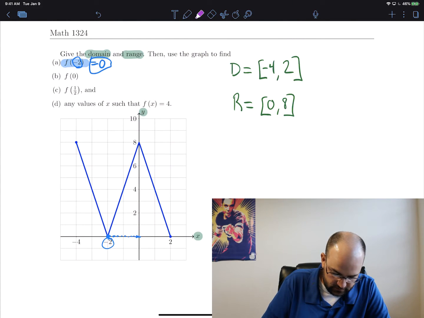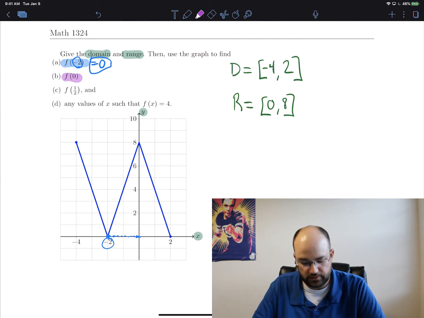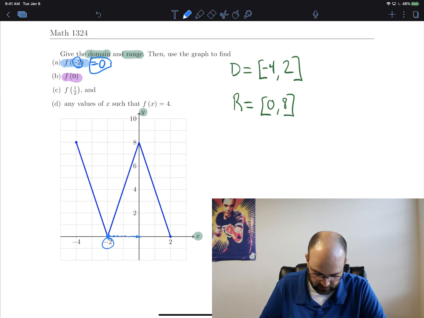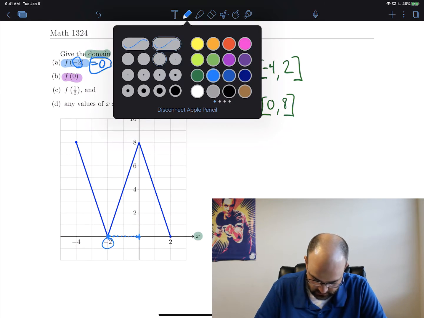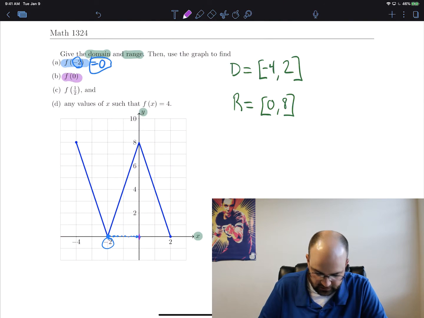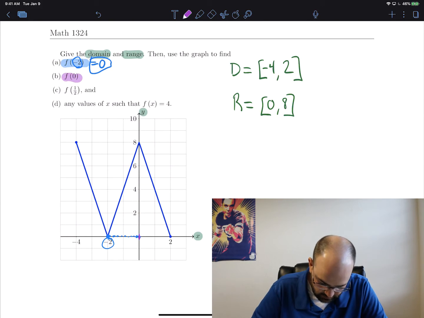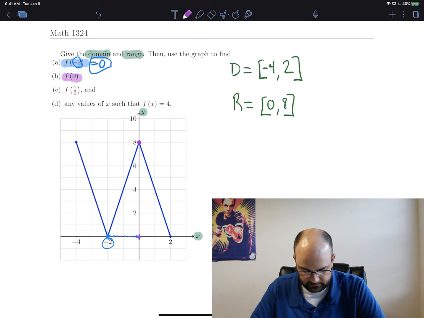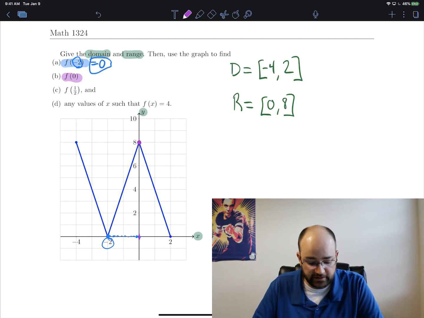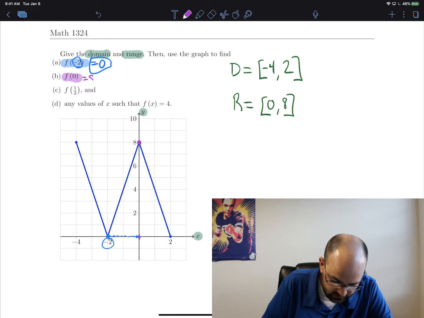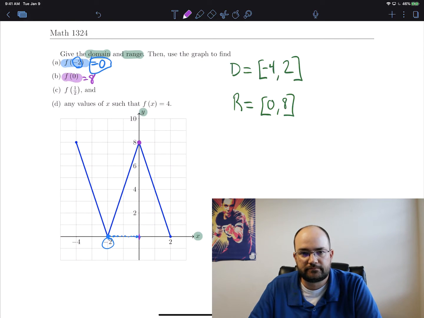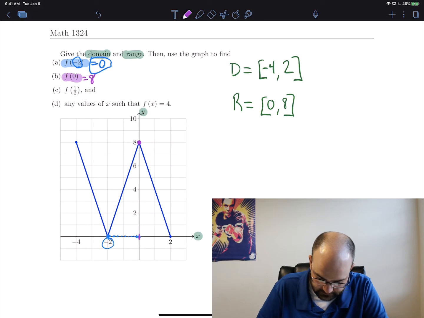Next, let's go to letter B. Letter B is asking for f of 0. Well, go to x being 0, which is happening right here. And then let's go to the coordinate. So here's where x is 0. Go above or below wherever the graph is. The graph is right here. So this coordinate is what we're looking at. What's the y value for that coordinate? Well, the y value is 8, so that means that f of 0 equals 8. That really is all it is.